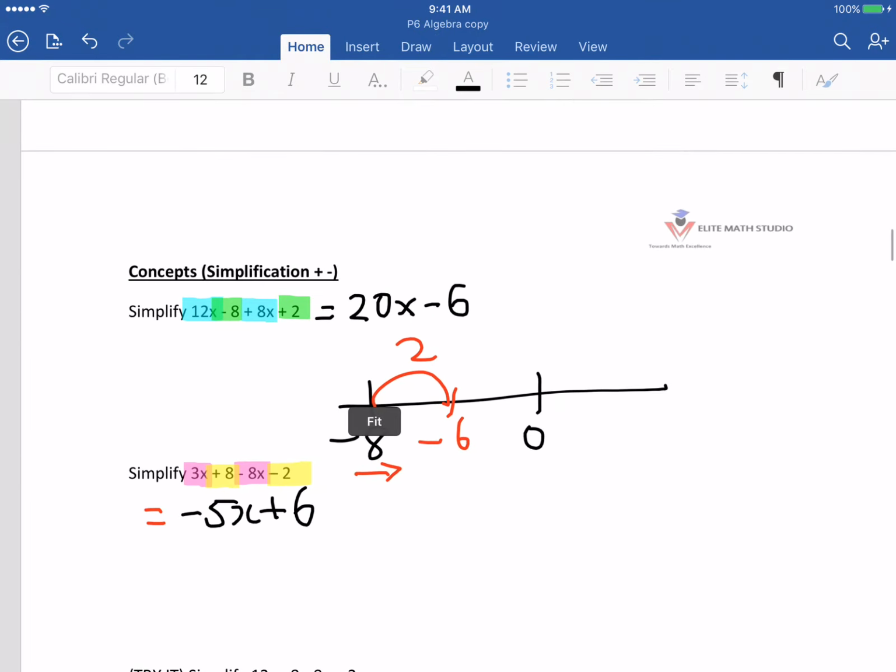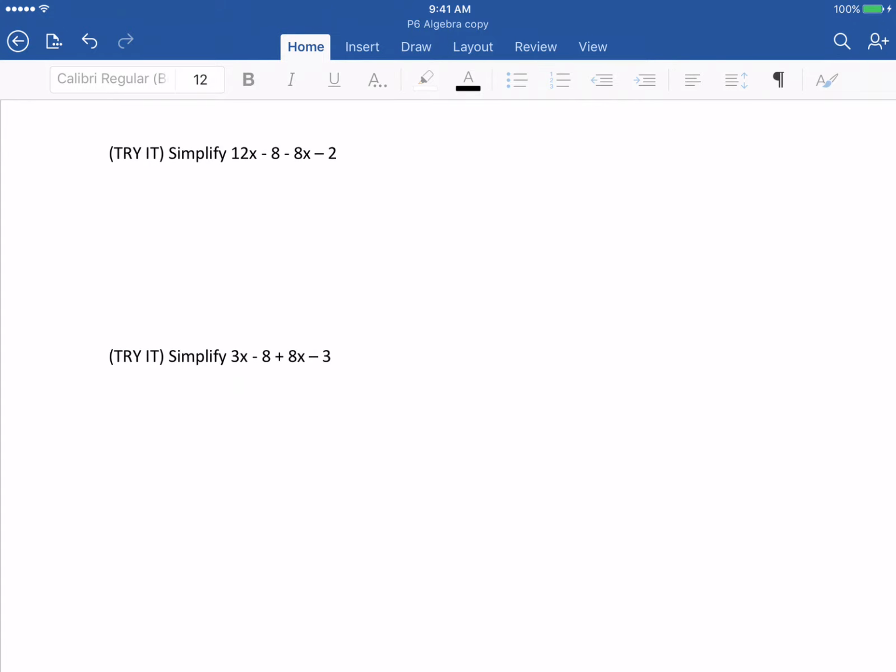Okay? So same thing, I give you another two examples. Pause the video and go and work it out. The idea: group all the x up, group all the numbers up. Just be careful with the plus and minus. Okay, so when you group the algebra up and also the constants up, please tag along the signs as well.